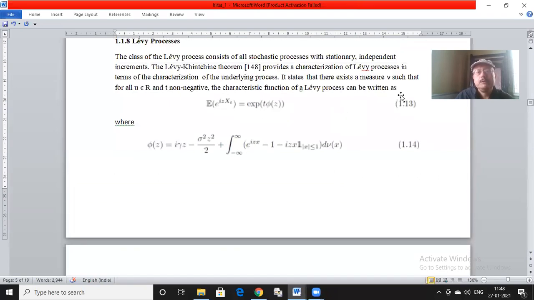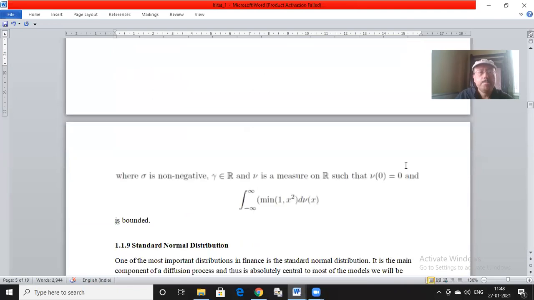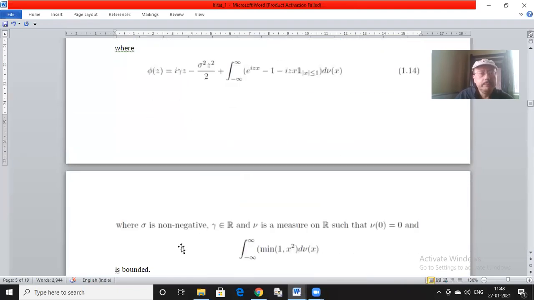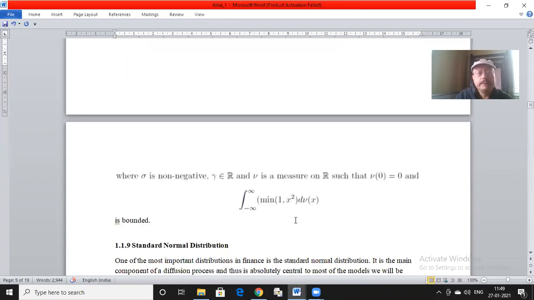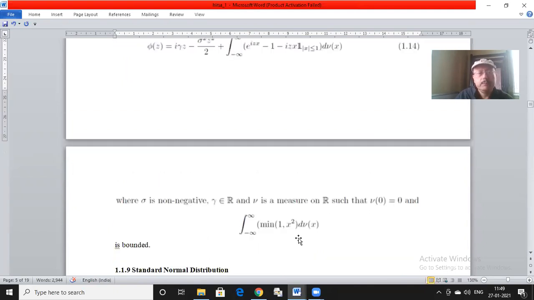The measure nu can also be modeled in various ways. We will see some examples later, because the Levy-Khinchin theorem is just an existence theorem, but we will need explicit models. We will see explicit models in the later chapters. What we do know is sigma is non-negative, gamma is a real number, and nu is a measure on the real line such that nu of 0 is 0, and this integral has to be bounded. What is this integral about? This is the minimum of 1 and x squared integrated over the whole of the real line, and it is bounded.